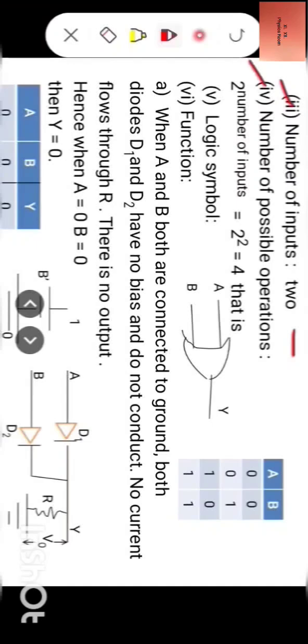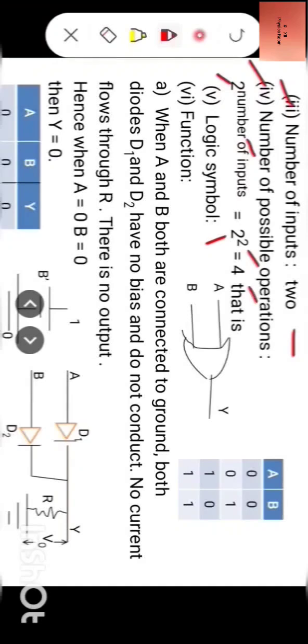Fourth, number of possible operations. The formula is: the base of the binary number system is 2, raised to the power of the number of inputs. Since there are 2 inputs, 2 is raised to the power 2, which is equal to 4.